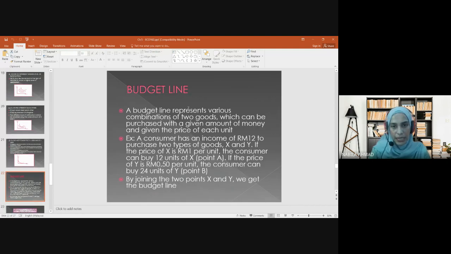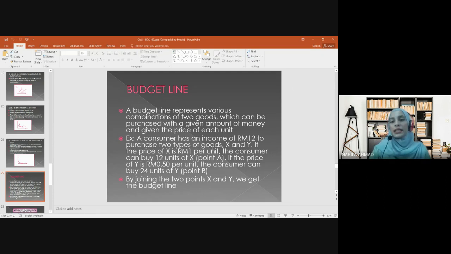Okay, kita lihat budget line. Alright, budget line pula. Tadi kita dah lihat satisfaction, now kita nak lihat budget line pula. So budget line represents various combinations of two goods which can be purchased with a given amount of money and given the price of each unit. So kita ada limitation di mana kita ada pendapatan dan ada harga. So ini adalah budget line lah, right?